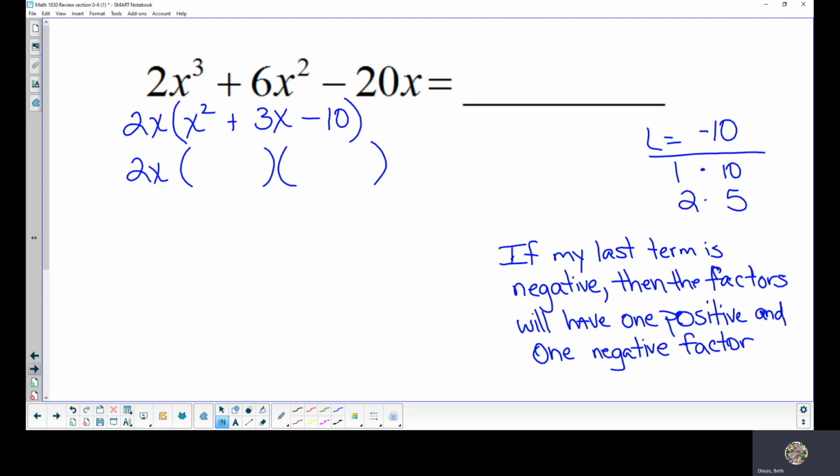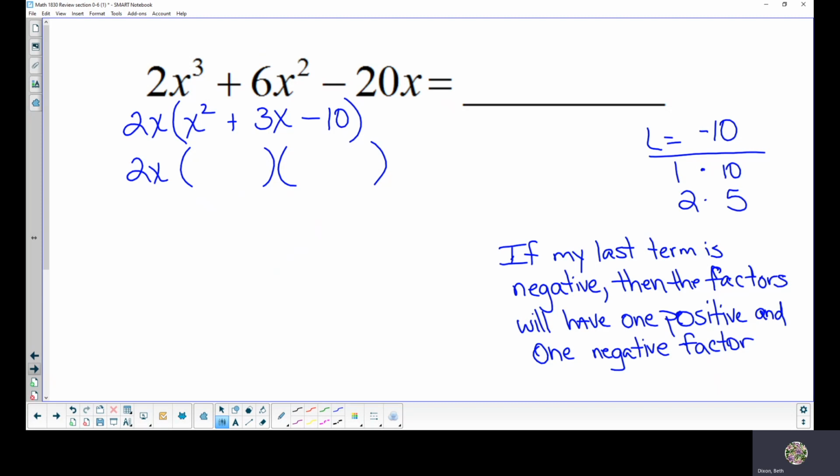I can multiply a positive 2 and a negative 5, and a negative 1 and a positive 10, but they both can't be negative or they both can't be positive because that will not give me a negative 10. To be a negative, I need one positive and one negative in those factors. And instead of adding to get my middle term, I need to subtract to get my middle term. Because the signs are different, when I add, I will be subtracting. So my signs will be different when my last term is negative, and I will be subtracting.